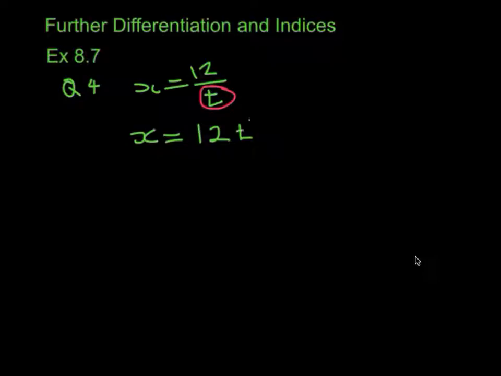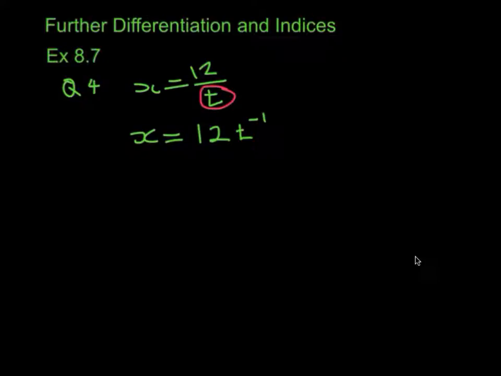Alright, so let's have a go at a couple of questions that come from exercise 8.7. One that was asked of me was question 4. We've got that x equals 12 on t, and we have to find dx/dt when t equals 2. Right, so the first thing is we need to get this t in terms that use an index, so we'll change that to x equals 12 times t to the power of minus 1, remembering our index laws.